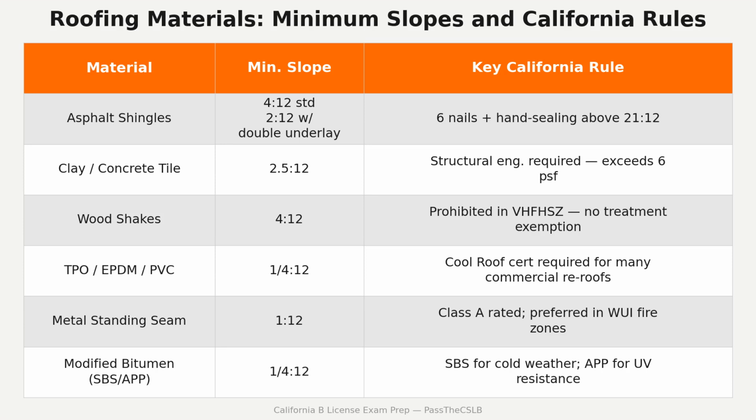Architectural shingles, also called dimensional or laminated, are layered, heavier, rated for higher wind speeds, and carry longer warranties. Fastening under standard installation at 4 to 12 and above, 4 nails per shingle. In the yellow zone between 2 and 4 to 12, 4 nails plus double underlayment. Above 21 to 12, 6 nails plus hand sealing.